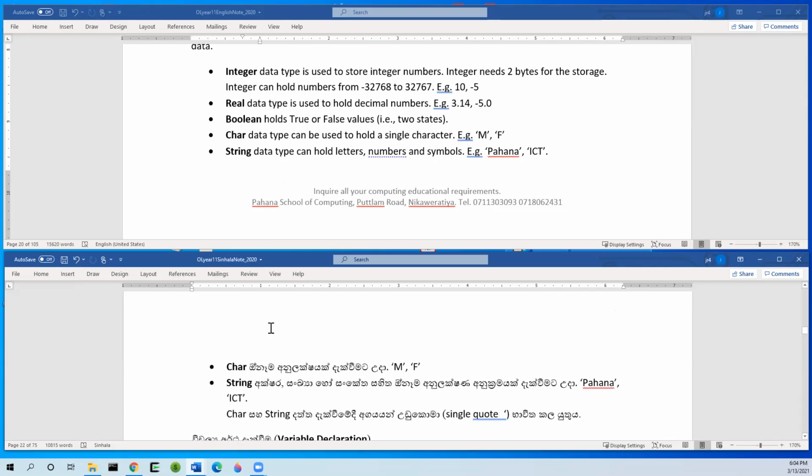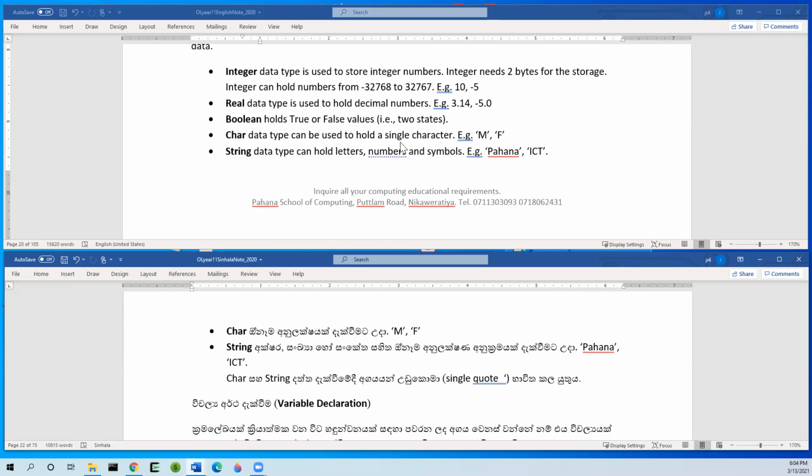Then the next one we have a char, meaning character. To represent a single character we use char data type.